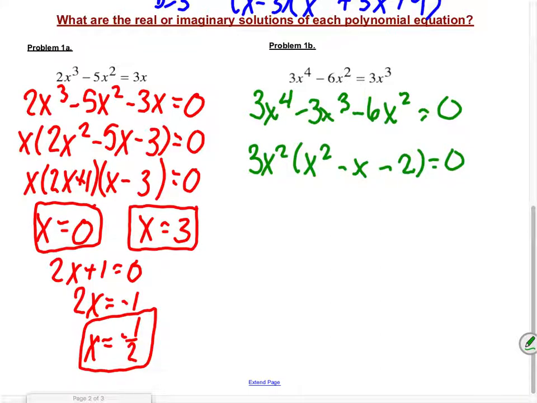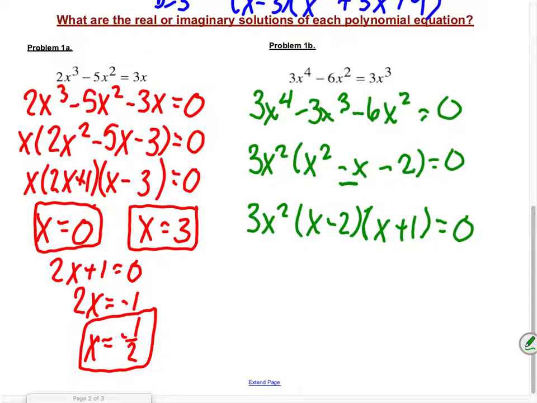Can I break x squared minus x minus 2 down? 2 and 1. If I have 2 and 1, which one has to have the minus? 2, because this is negative. So minus 2 plus 1.